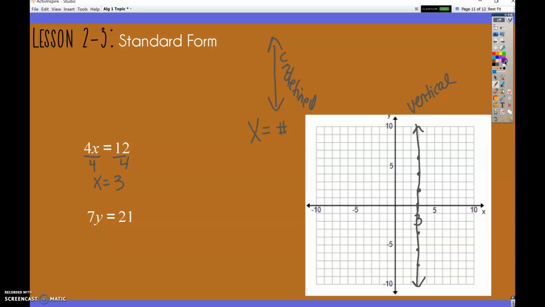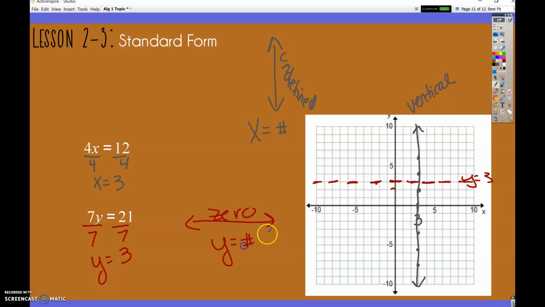Whereas if you had an equation with only a y in it and there was no x involved, if you divided by 7, y equals 3. That says it doesn't care what x is, it just cares that the y value is always 3. This is a horizontal line, and this slope has 0 slope. It will always be an equation that says y equals a number.